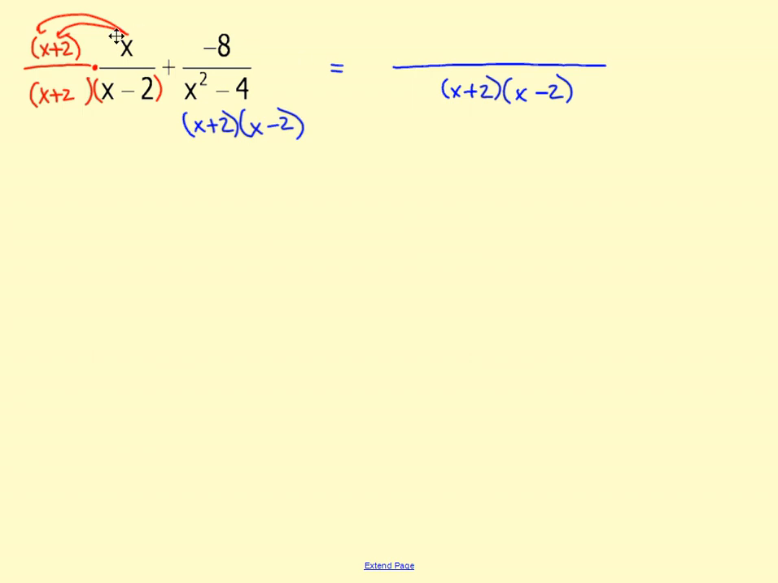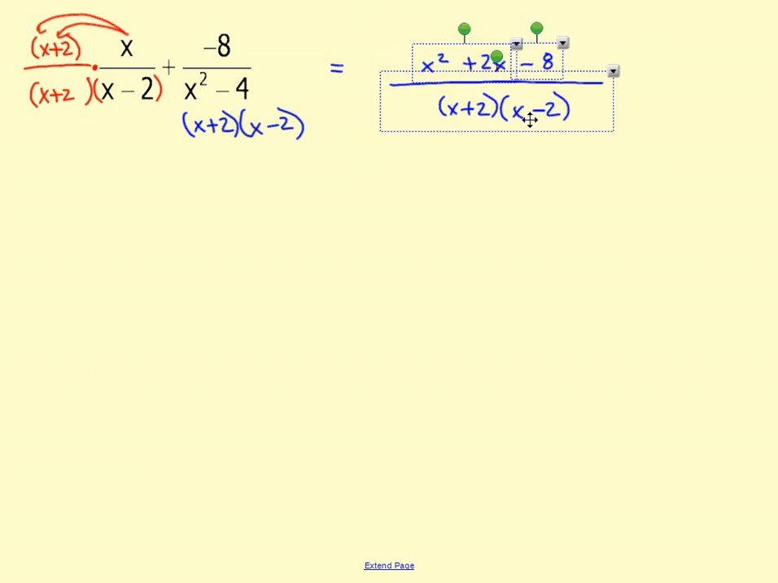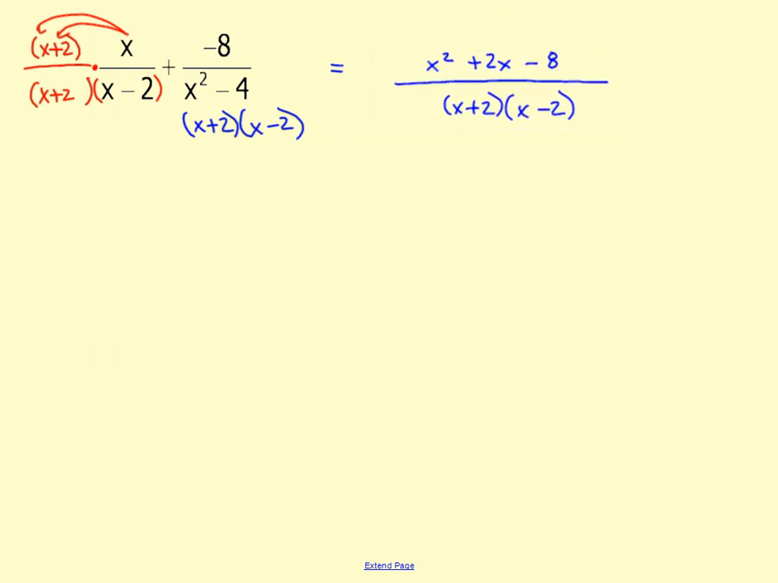When I do that, x times x is x squared. X times 2 is 2x. And then I also have a negative 8, so I have minus 8. So my next step is to see if the numerator will factor. Sometimes it will, sometimes it won't. In this case, it actually does factor, and this one factors into x plus 4 and x minus 2. So I've replaced the numerator with what it factors into, so this is no longer there.